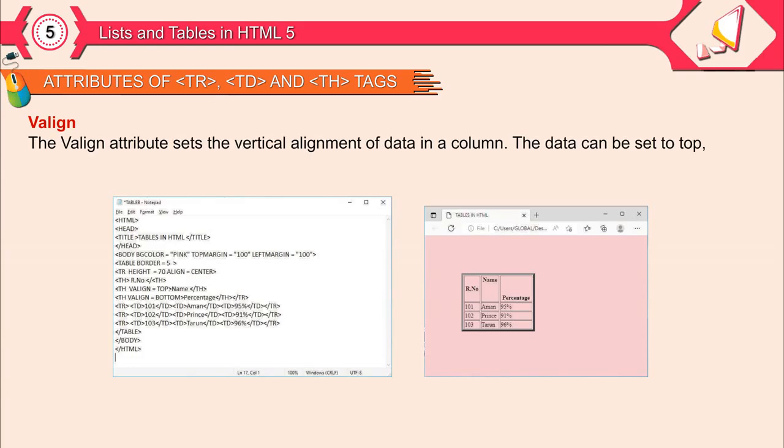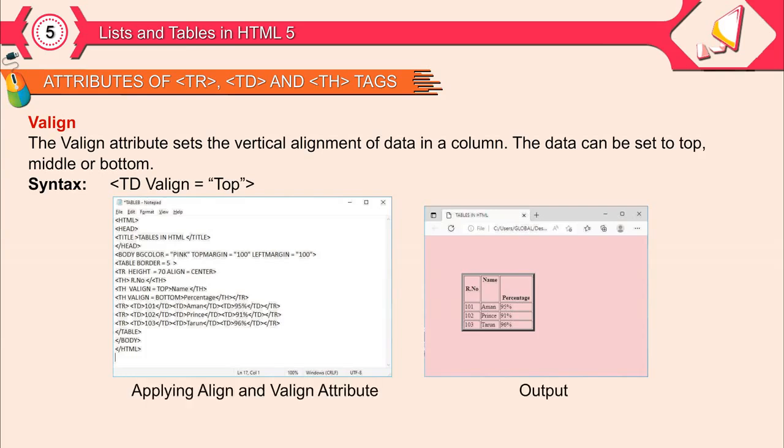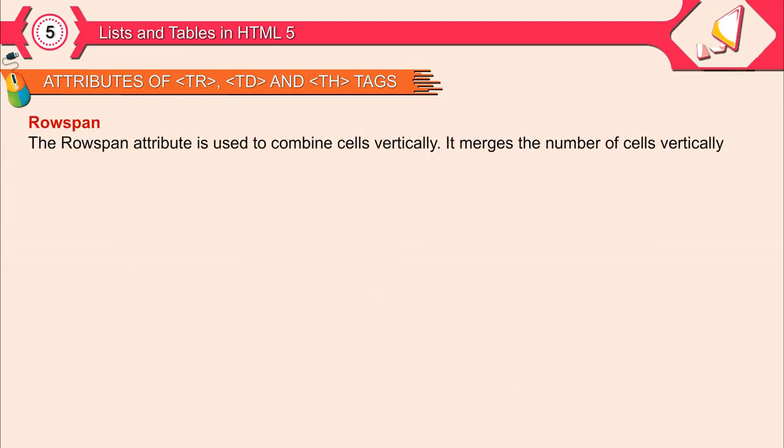V-align. The V-align attribute sets the vertical alignment of data in a column. The data can be set to top, middle, or bottom. Syntax: td V-align is equal to top. Applying align and V-align attribute. Output. Row span. The row span attribute is used to combine cells vertically.